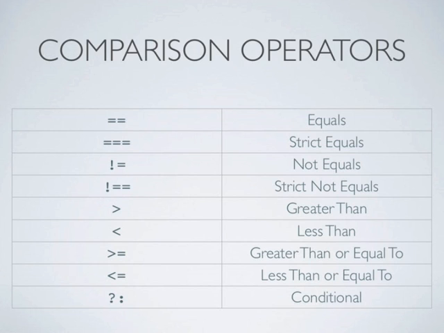It does that because JavaScript will coerce, basically sort of massage the data type to see if it can make the two operands of that operator equal.